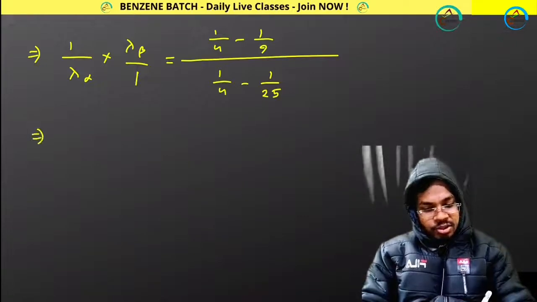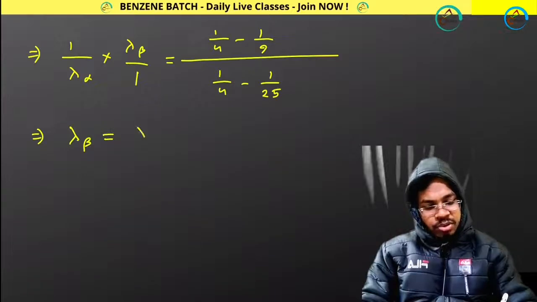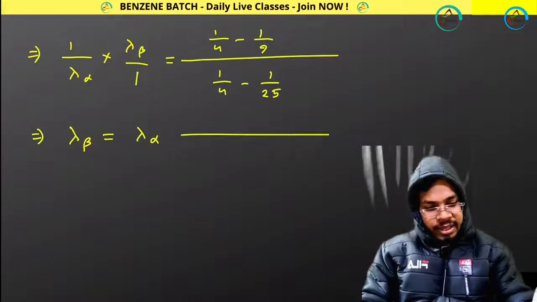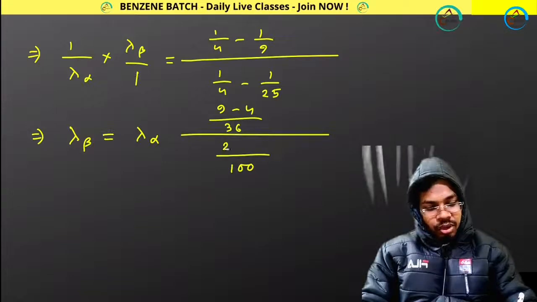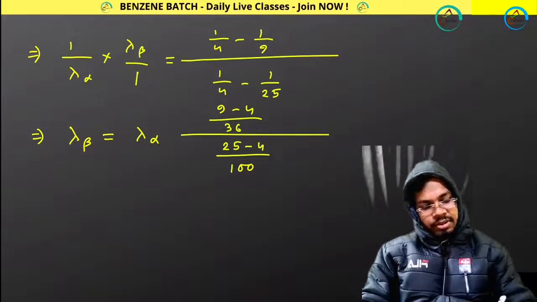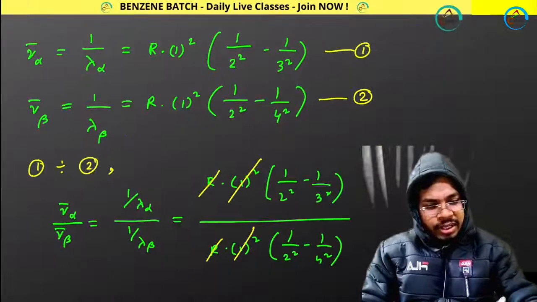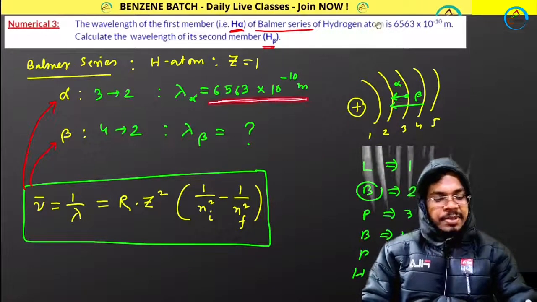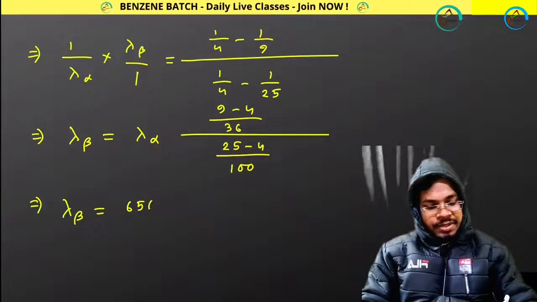So from here I have to calculate lambda beta. Lambda beta equals lambda alpha into 36 by 9 minus 4, and 100 by 25 minus 4. So from here I have to calculate lambda beta. The lambda alpha value I know already, it is given. What is that? 6563 into 10 to the power minus 10 meter.